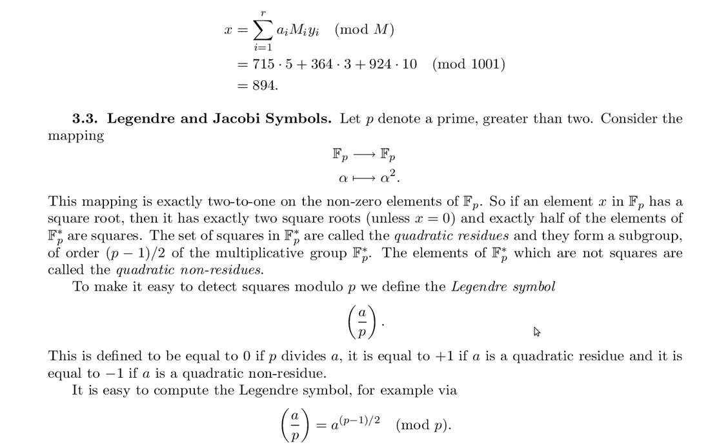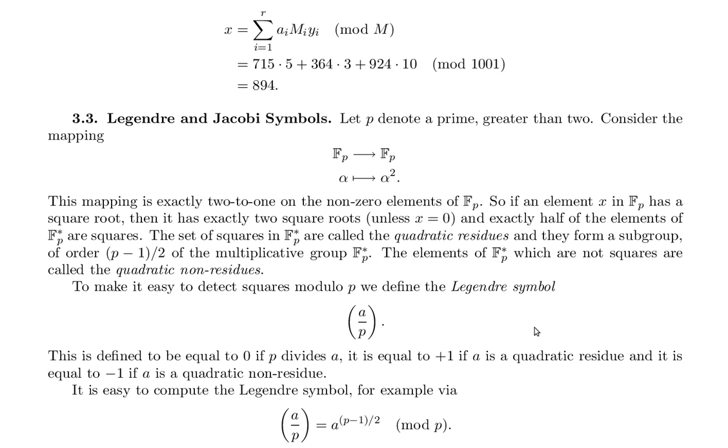The set of squares in F_p star are called the quadratic residues, and they form a subgroup of order (p-1)/2 of the multiplicative group F_p star. The elements of F_p star which are not squares are called the quadratic non-residues.